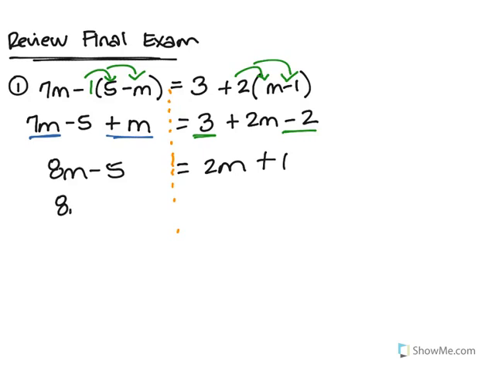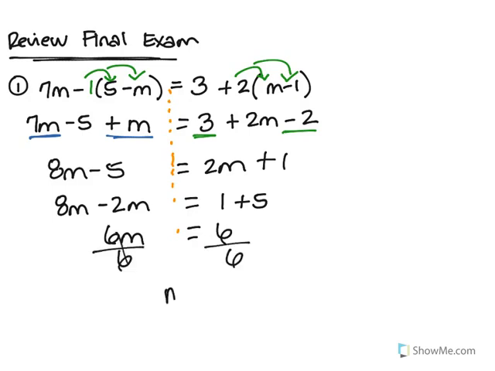And remember, when you switch sides, the signs change. So that's a -2m and a +5 when I move. So 8m minus 2m is 6m, equals 1 plus 5, so divide by 6. M equals, awesome, m equals 1. Did y'all get that? Good deal.